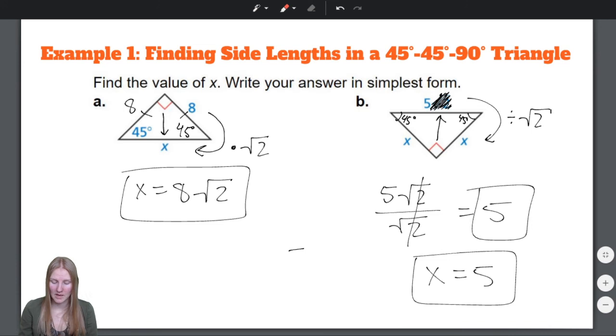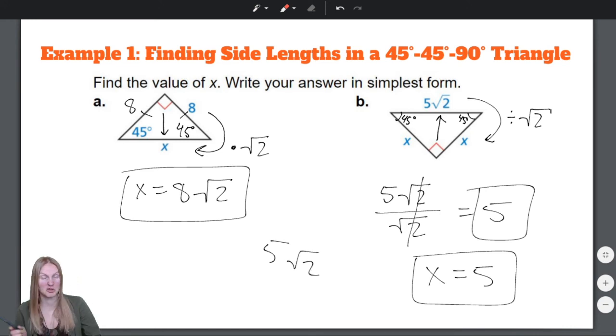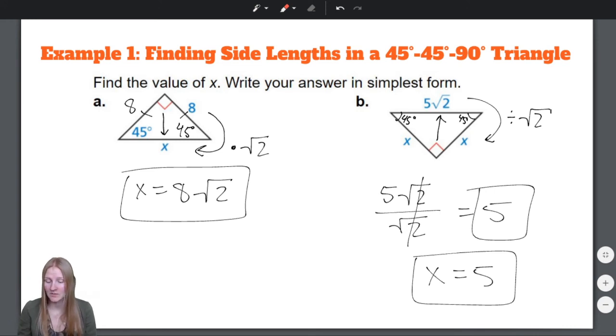So, make sure that you're paying very close attention. Don't just say, oh, it's 5, that means I should add a square root of 2 on the end. Not necessarily. If you have the hypotenuse, you need to divide by the square root of 2. If you have a leg, you need to multiply by the square root of 2.